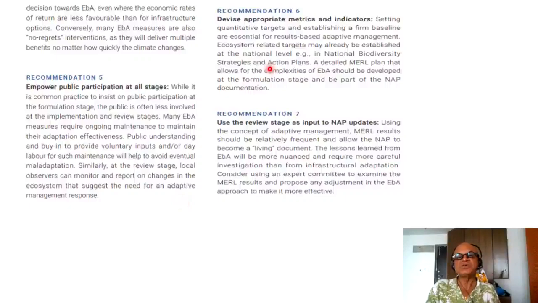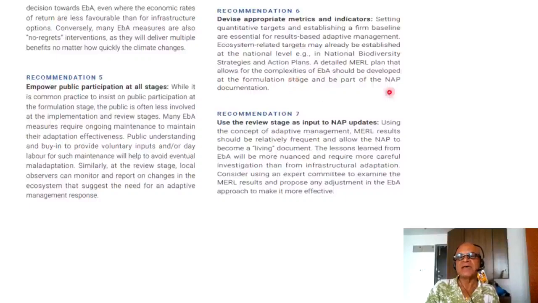So 2 more recommendations. Devise appropriate metrics and indicators. This is always very critical, because if you create an adaptation and you leave it there and you have no way of evaluating it, monitoring it, and assessing progress, then you have not done a good job. Setting quantitative targets and establishing a firm baseline are essential for results-based adaptive management. Ecosystem-related targets may already be established at the national level, for example in national biodiversity strategies and action plans.